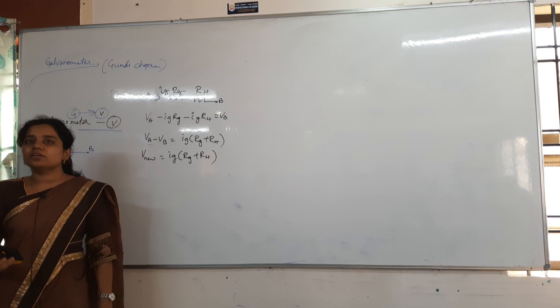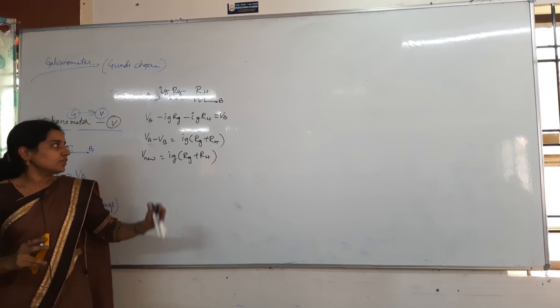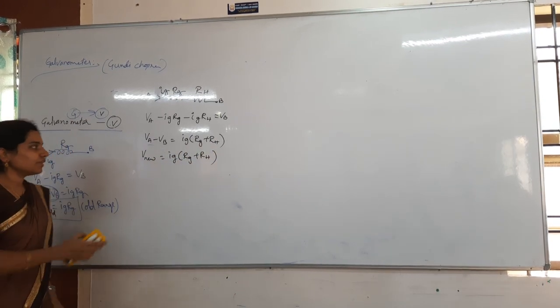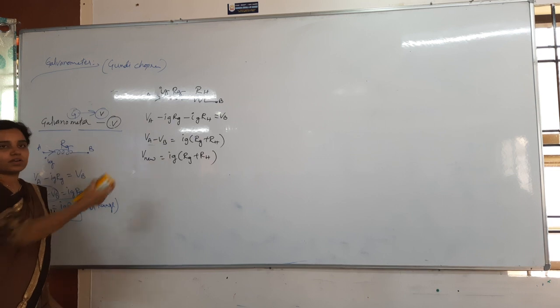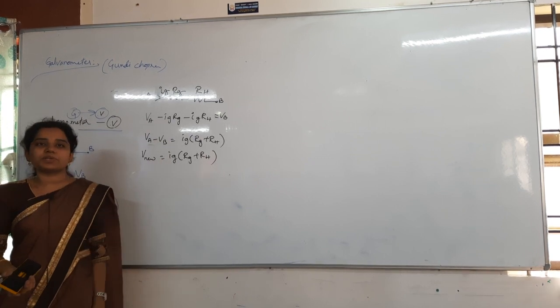What is the reason? That is a parallel combination, so the current will be different in both the terms. So here Va minus Vb is equal to Ig into Rg plus Rh. Then Va minus Vb is nothing but the new voltage, so V new is equal to Ig into Rg plus Rh.